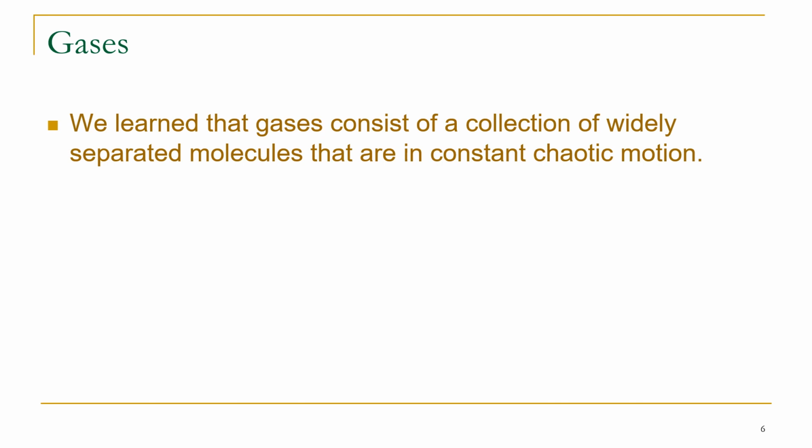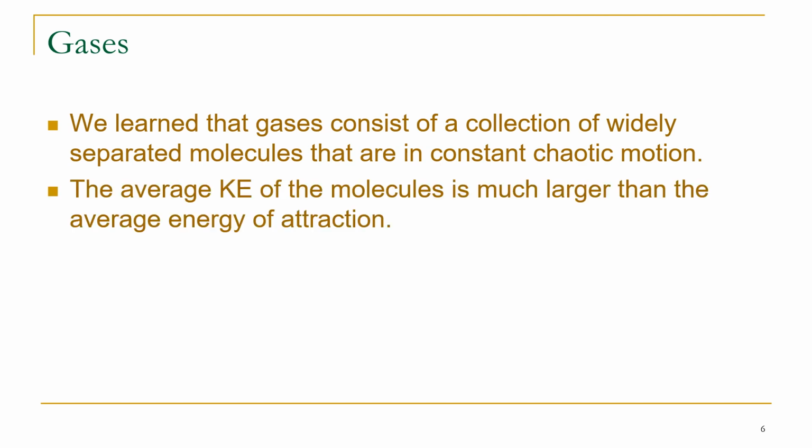All right, so we know what a gas is. A gas is a collection of widely separated molecules, and they're in constant chaotic motion. So generally speaking, at least relatively speaking, gases tend to be at higher temperatures. It depends on the molecule itself, but within the same molecule, gases tend to happen at higher temperatures. So the average kinetic energy of the molecules is going to be much higher than the average energy of attraction.